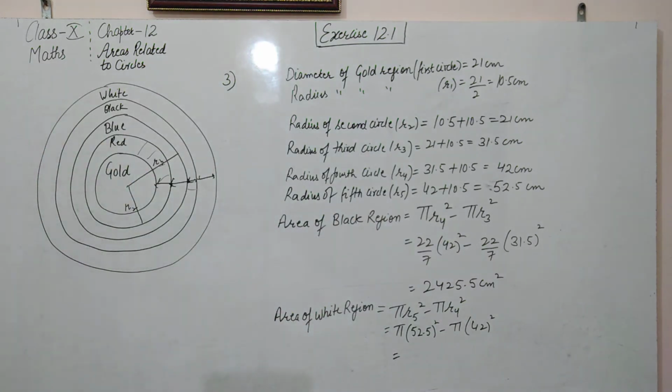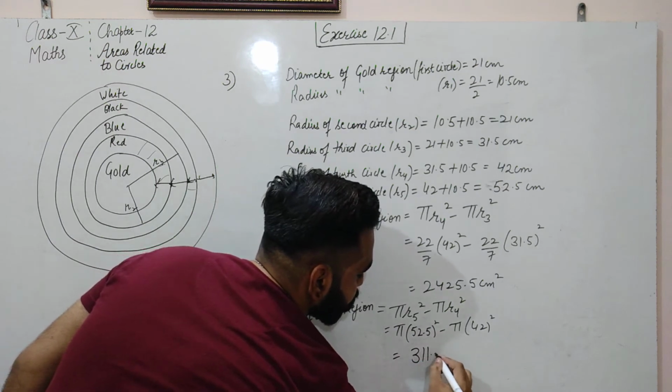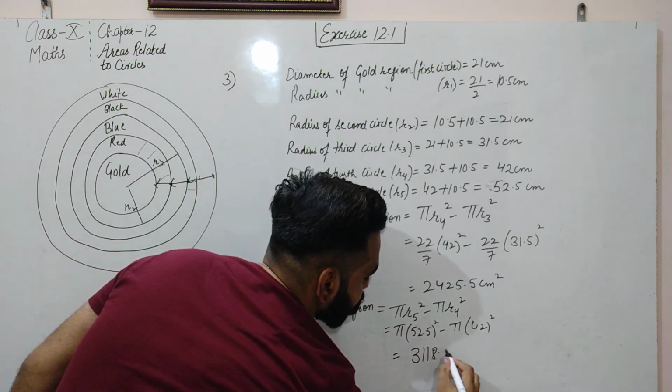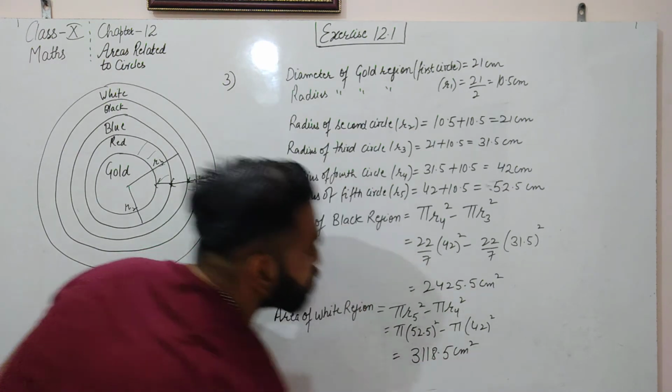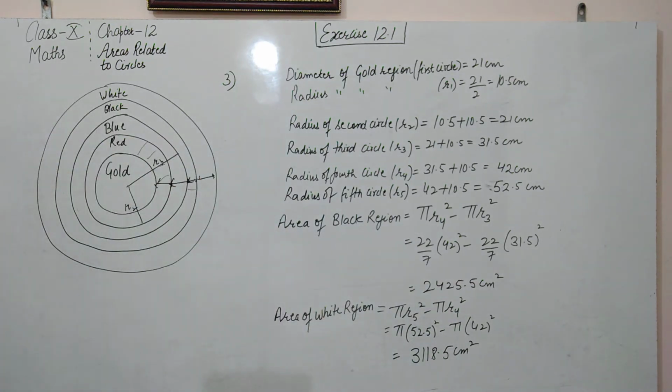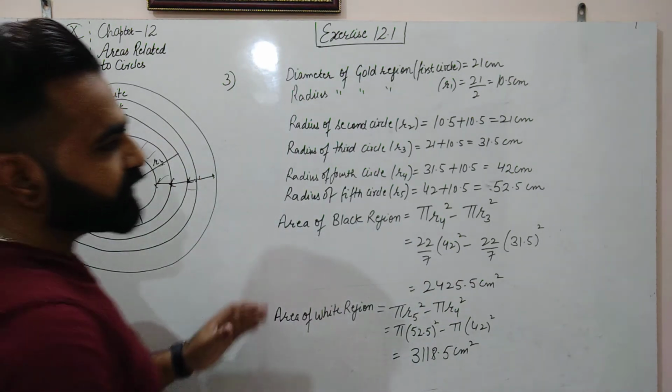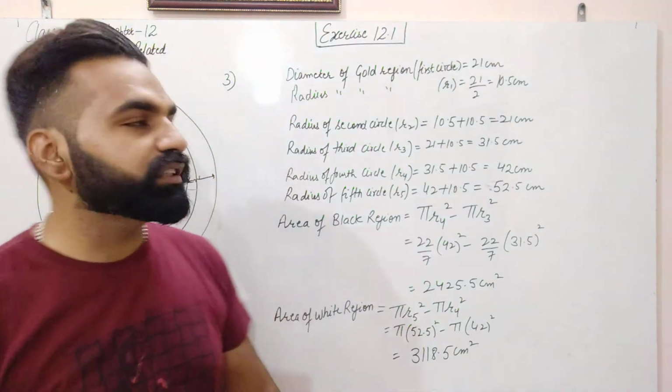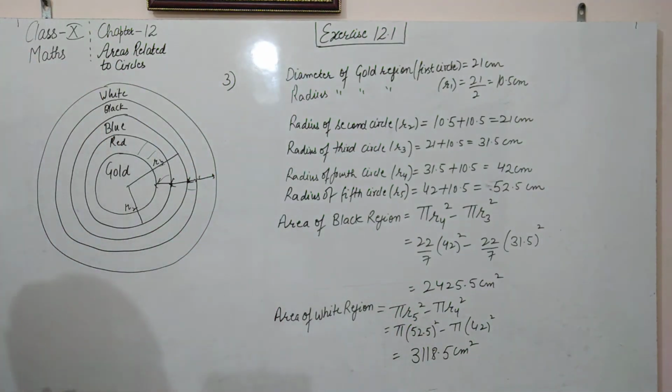So on simplifying, the answer will be 3118.5 centimeter square. So in this way we can find the area for the different regions. There is a little calculation in this question, but it is very simple. So now we will move to question number 4.